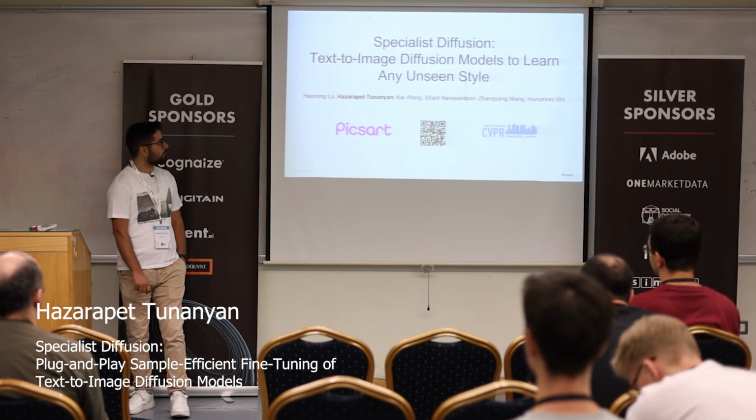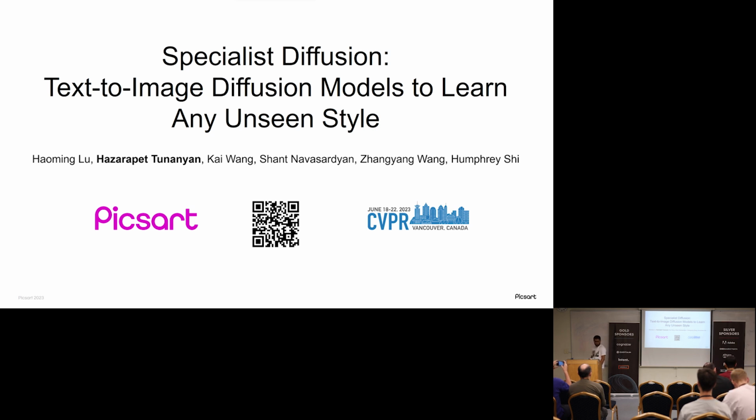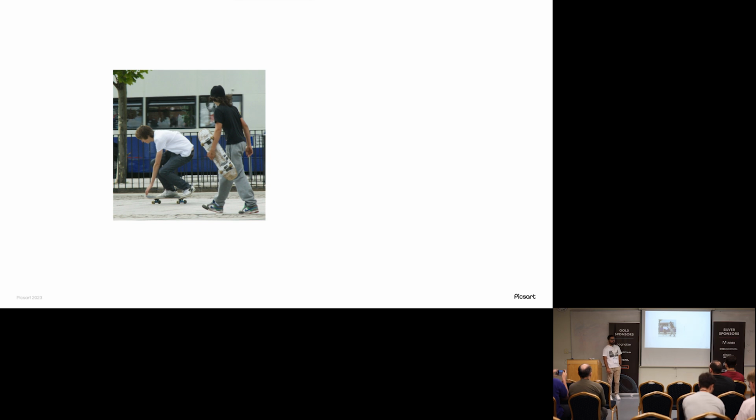Today I'll be speaking about specialist diffusion model, a text-to-image diffusion model which aims to learn any unseen style. If you're familiar with computer vision models, back in 2010, 2015, for every image we tried to detect a class, detect a bounding box, or set of classes. So it means for every image we kind of give descriptive information about the image.